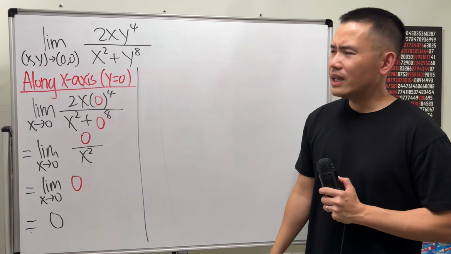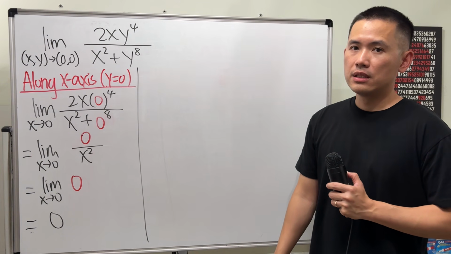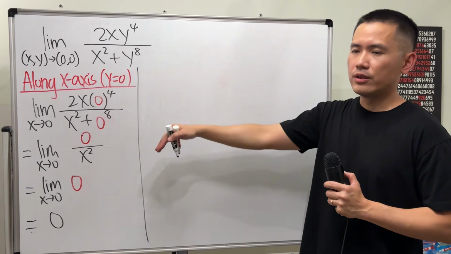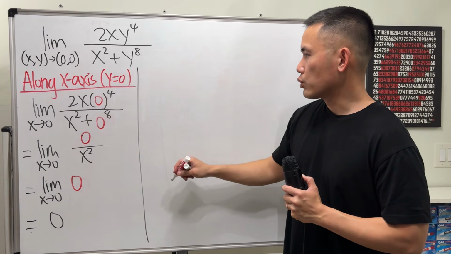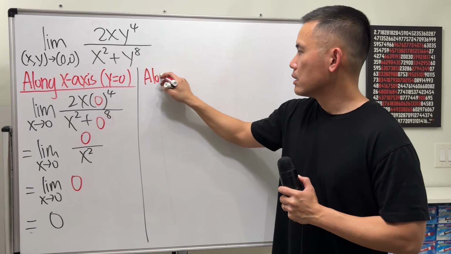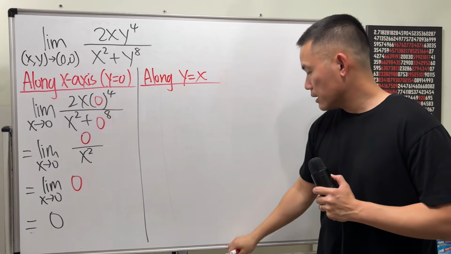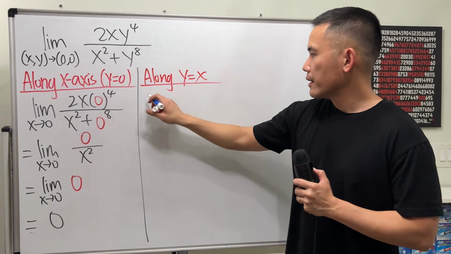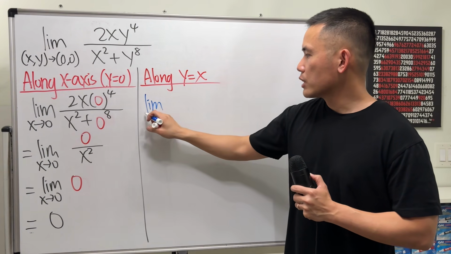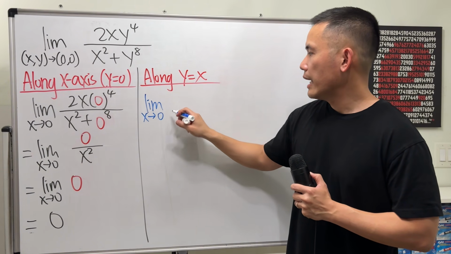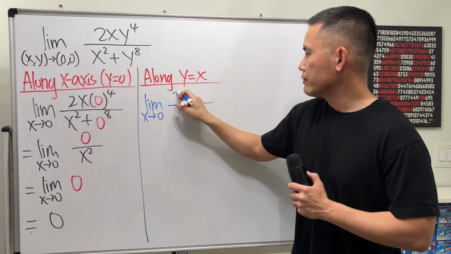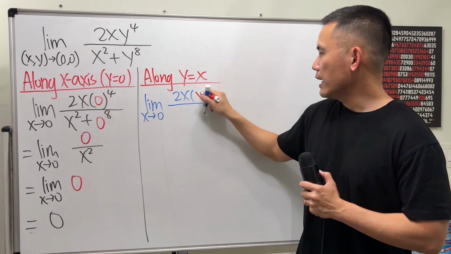How about let's try y is equal to x. So we're just going to the origin on the diagonal. Let's go ahead and try it along the diagonal, y is equal to x. Let's see if it works or not. That will be the limit. I'm going to keep the x, and we will have 2x, and y is now x.